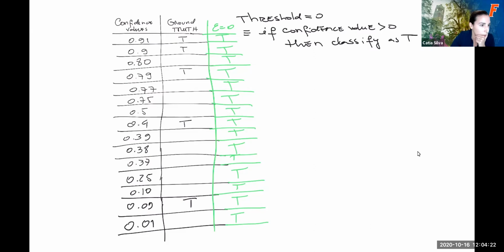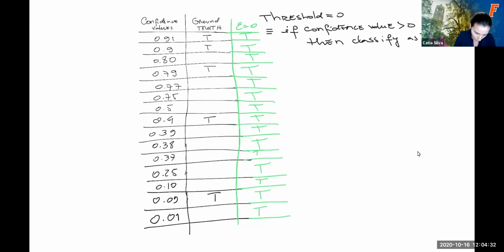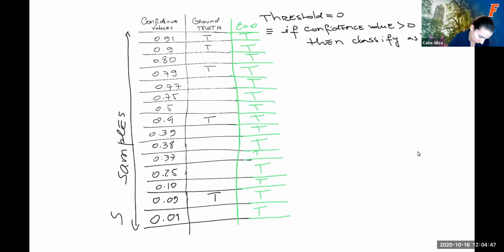Okay, so let me go to the chat. I think there's some confusion about the position of the targets on this table. Okay, so let me rephrase it. So each row, let me maybe write it like this. These are samples. They're spatial samples in this case.